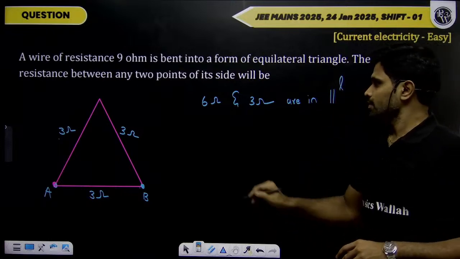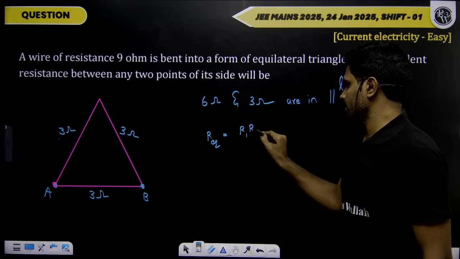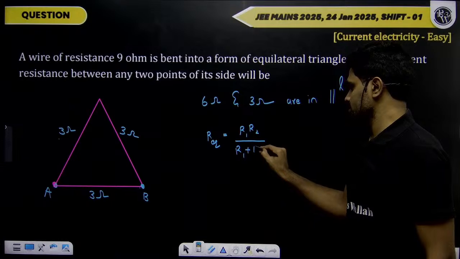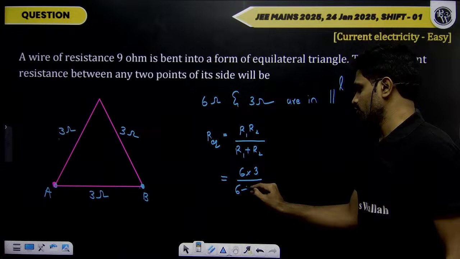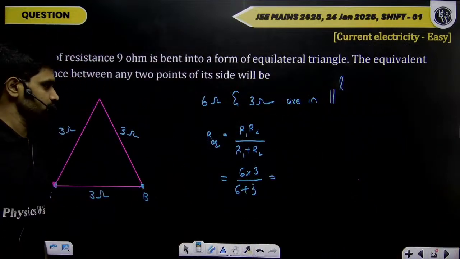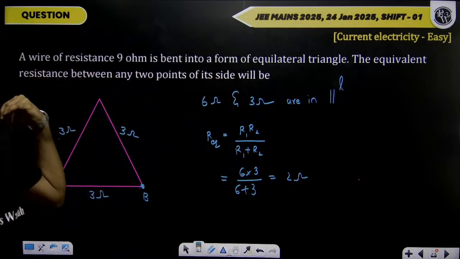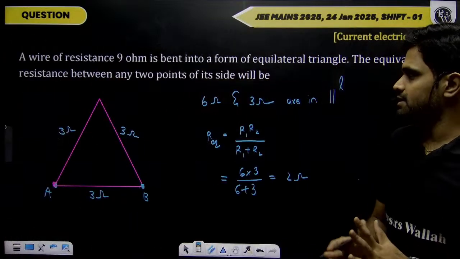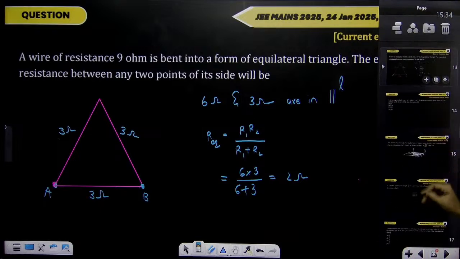So what is the formula? R equivalent is R1 R2 by R1 plus R2, 6 into 3 by 6 plus 3. This is kind of an easy question, because the 10th standard electricity also has these basic, easy questions. The answer would be 2 ohms. The paper is medium only, very few hard questions. Most of them are easy and medium. Let us move to the next question.